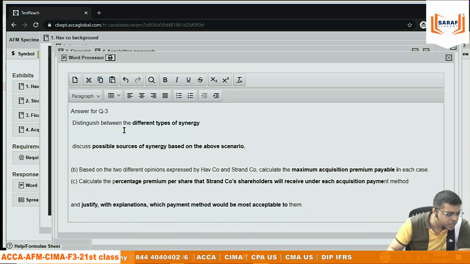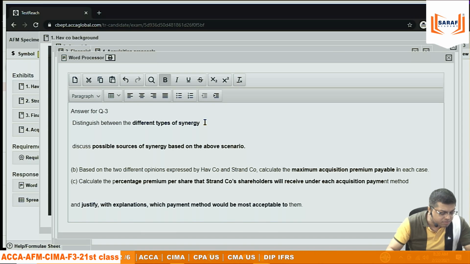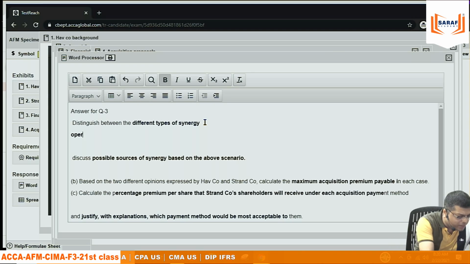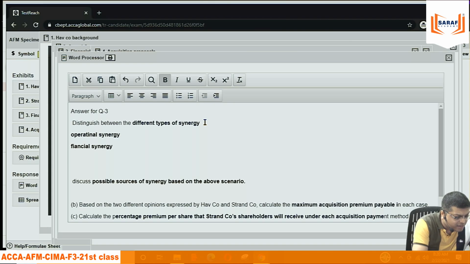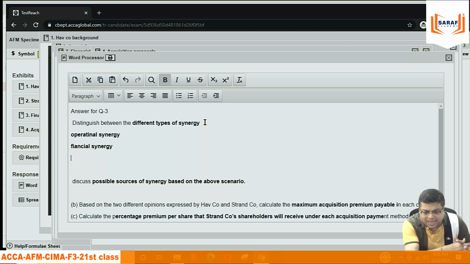The first is distinguish between the different types of synergy. So we say operational synergy. We say financial synergy. Financial synergy can be explained under bootstrapping. वहीं पर बोल देंगे. Bootstrapping we can discuss there only.